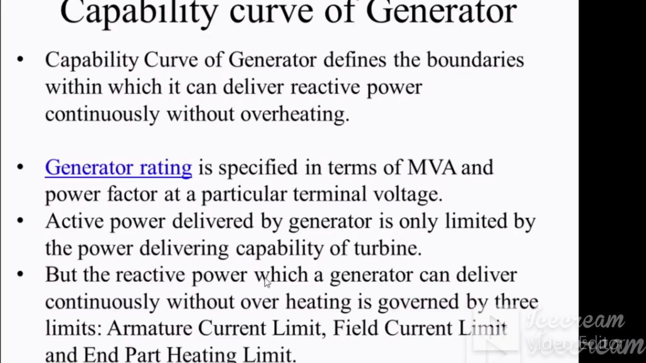But the reactive power which a generator can deliver continuously without overheating is governed by three limits. One is the armature current limit, then the field current limit, and the last is the heating limit. So these three limits will govern the reactive power that is flowing to and fro from the sending end to the receiving end. So these are the limits due to which your generator's operation is limited.